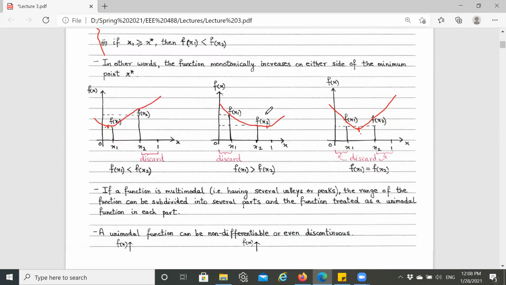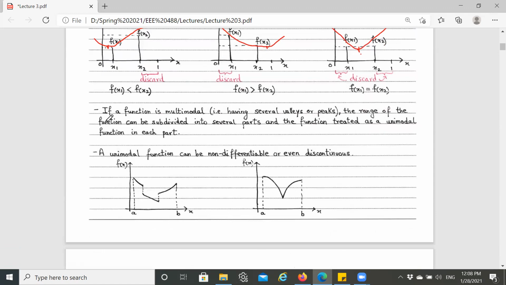Now you may ask, okay, what if the function is a multimodal function? That means you have a function where you do not have just one peak or one valley. You have multiple of them. In that case, you can divide this into smaller functions, and each of them could be one unimodal interval, and you do the unimodal search within each of these sub-intervals, okay?